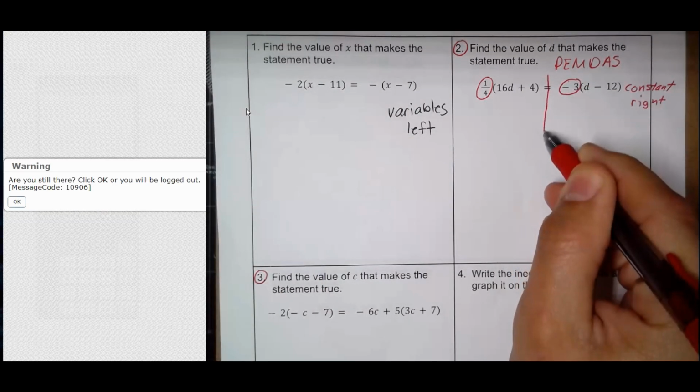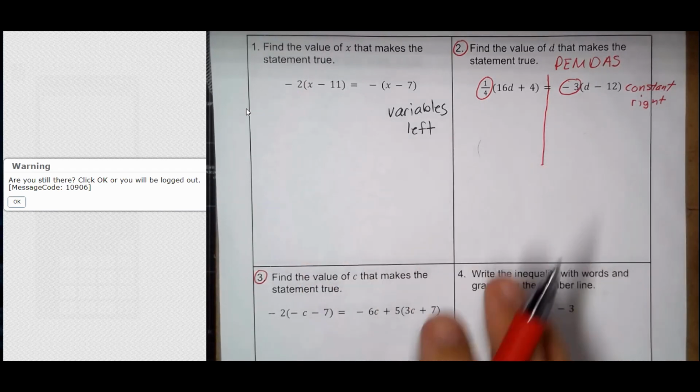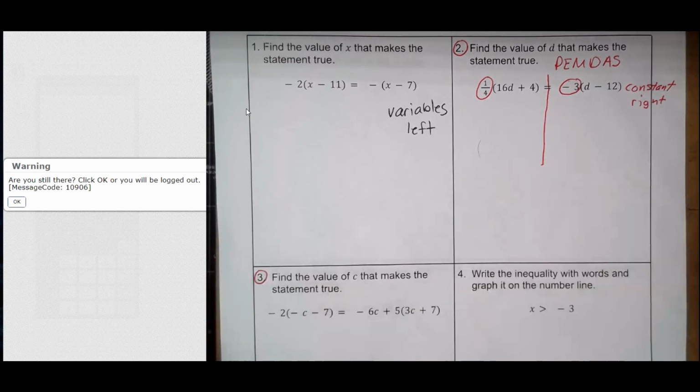Now I am going to draw a line through the equal sign so I can make sure that I keep both sides of my equation balanced. In other words, whatever I do to the left side, I'm going to want to do that to the right side. That's very important as I'm working on this. And so I'm going to go ahead and get started. So let's take a look.